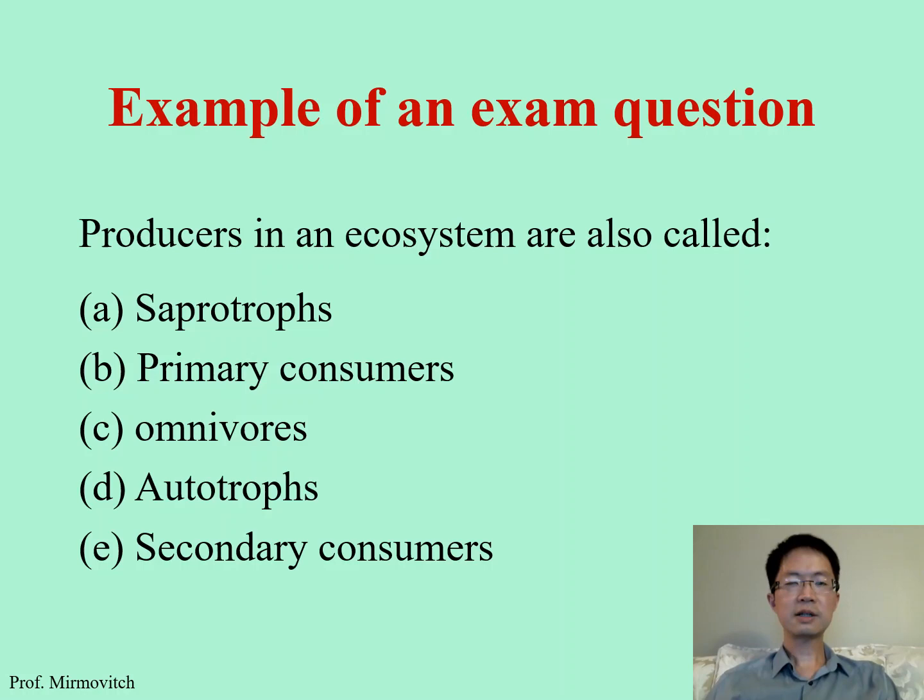Okay, this is an example of the exam question. Producers in the ecosystem are also called. Okay, I'll give you 5 seconds to answer this question. 5, 4, 3, 2, 1. Time's up. So producer is also known as autotrophs. Okay, I hope you got it correct.